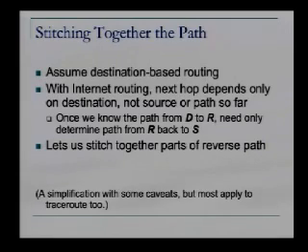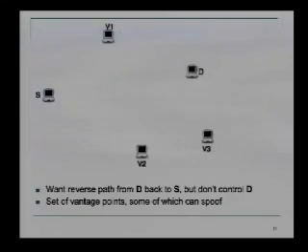This means that once we know the path from D to some router R, we need to only determine the path from R the rest of the way back to our source. We can ignore the first part of the path. Using this, we can stitch together the path incrementally. And this is a simplification with some exceptions, but it works often enough that we can build a system around it. So I've given an idea of the different techniques we use to build a path.